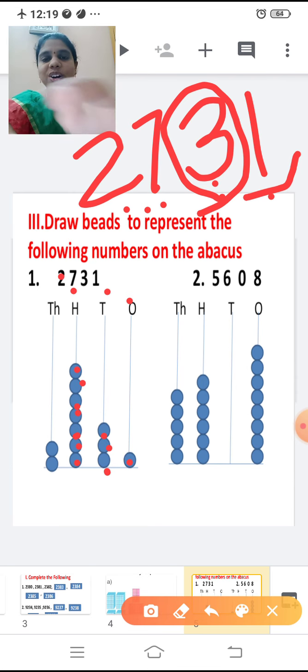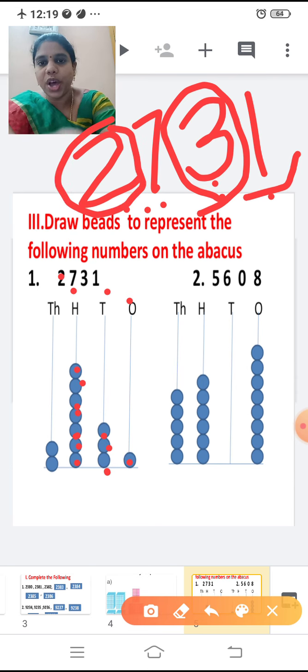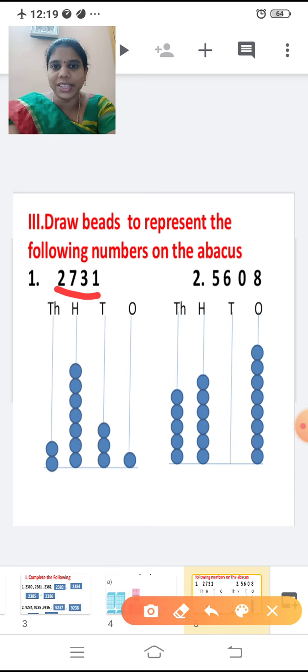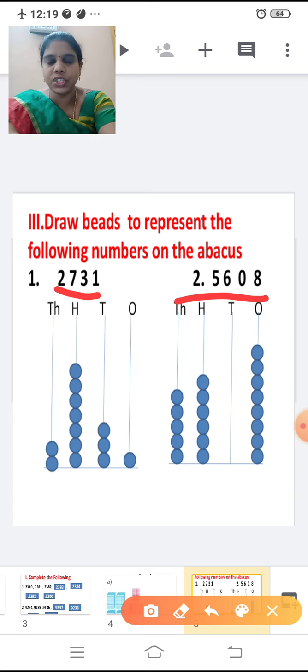Then move on to the thousands place now. What number you have? 2 in the thousands place. So you're going to draw 2 beads. So the number 2731, how to represent on the abacus? First I have drawn 1 bead in the ones place, 3 beads in the tens place, 7 in the hundreds place and 2 in the thousands place. Now let's move on to the next sum. 5608.